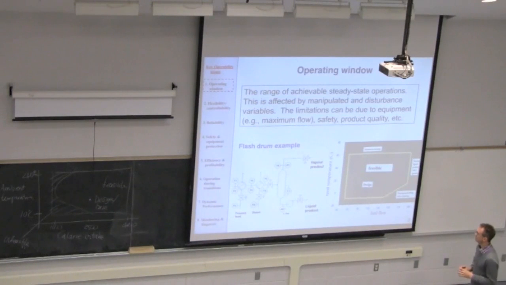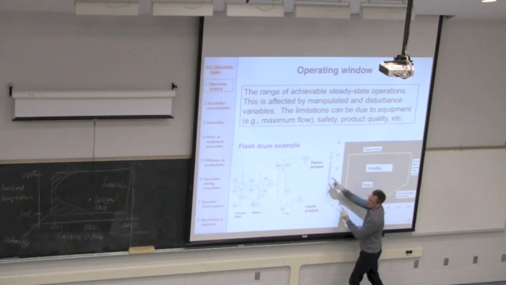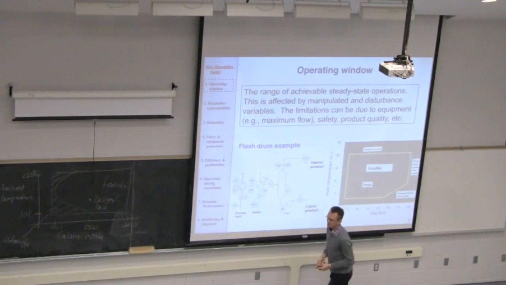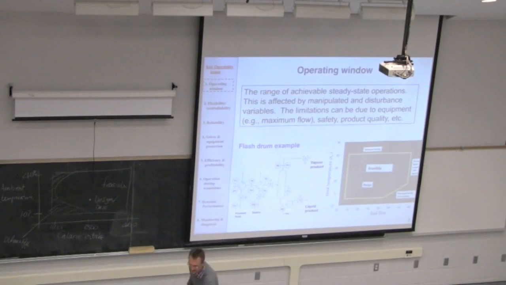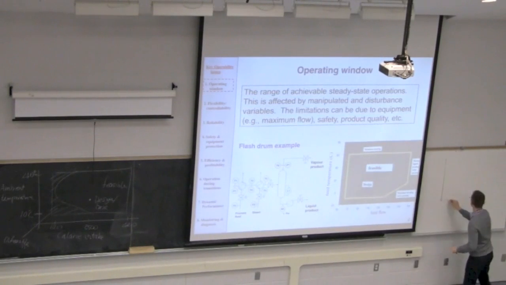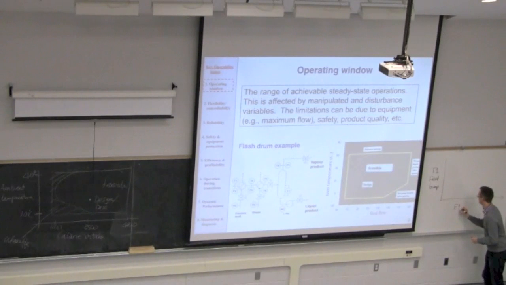Now let's take a look at this vertical axis. This is the temperature at which I feed coming in over here. So that temperature T1 is the vertical axis. So this is temperature T1, feed temp. And this horizontal axis is the feed flow. So this is F1, feed flow.